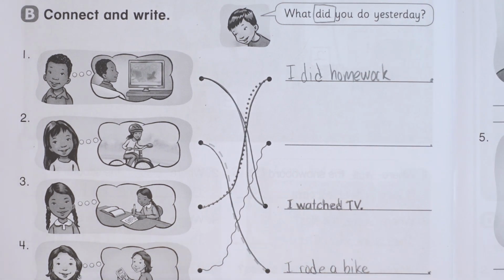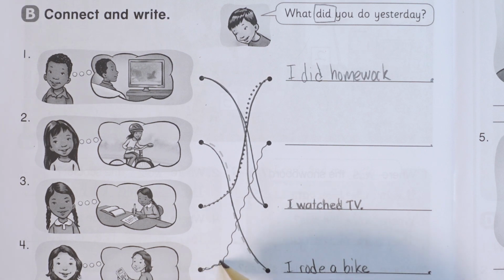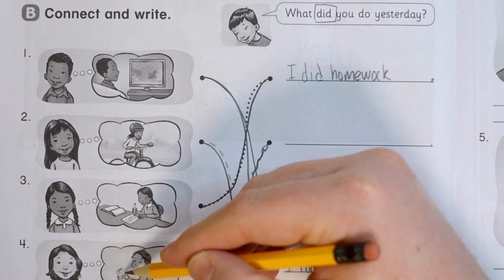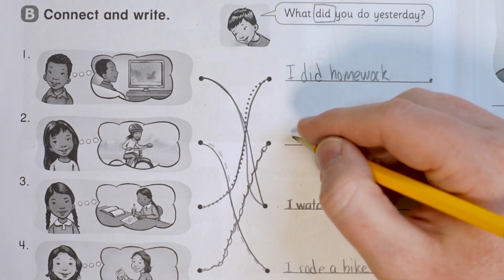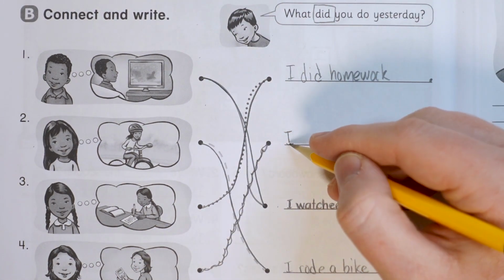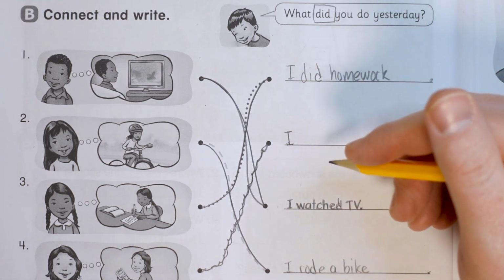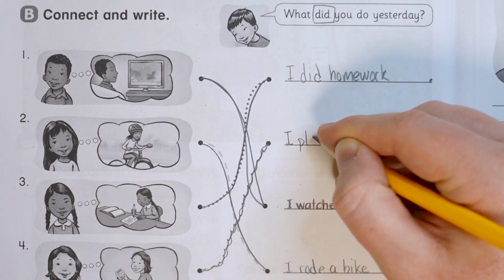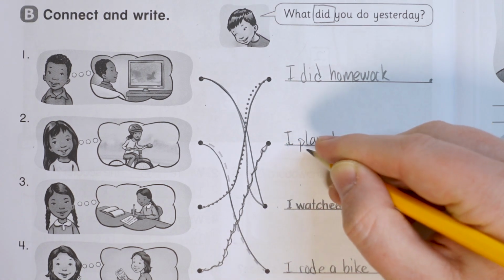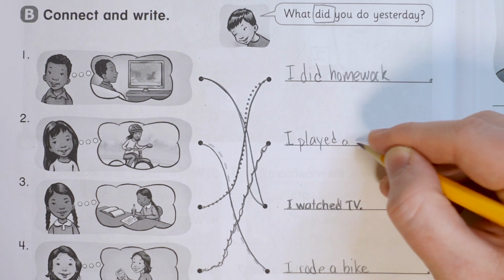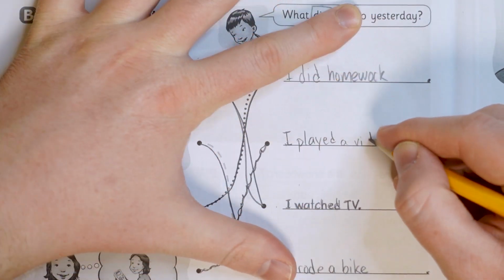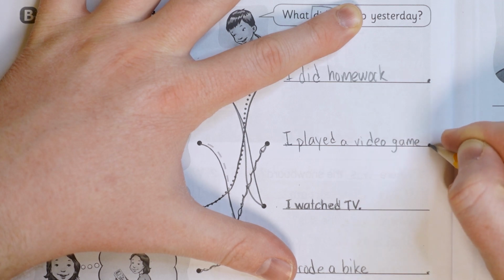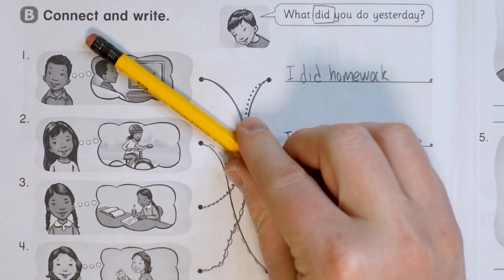Last one, this girl here. She has a squiggly line. Squiggle, squiggle, squiggle. And she has a video game. So I think she would say, well, what do you think? I play a video game or I played a video game? Played. Played. A video game. Period. Part B is done.